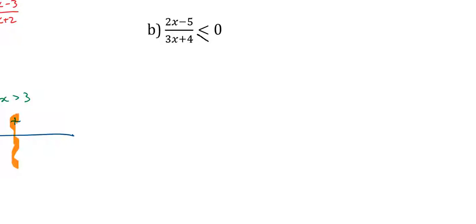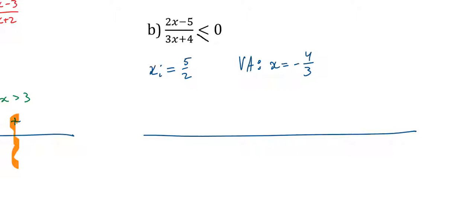Shall we try another one? This one's already set up for us as well. What are the x-intercepts? 5/2. Thank you. Positive 5/2 or 2.5. Vertical asymptote. Good. Number line. -4/3 and 5/2. So this one says less than or equal to 0.